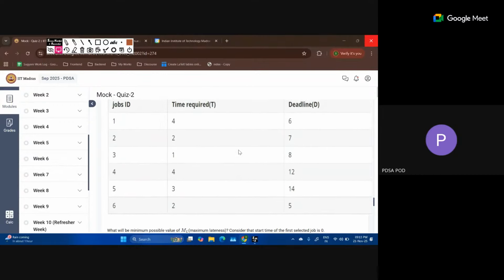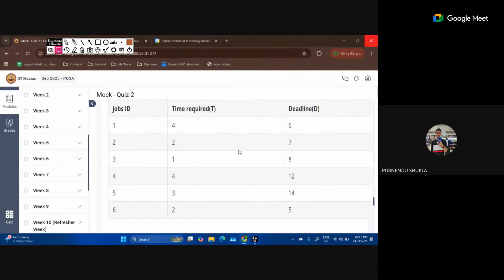Explain the algorithm. Okay, so the algorithm is simple. First of all, we will start with 0, right? And then we will keep on adding the time. If our time is less than the deadline, then lateness is 0.